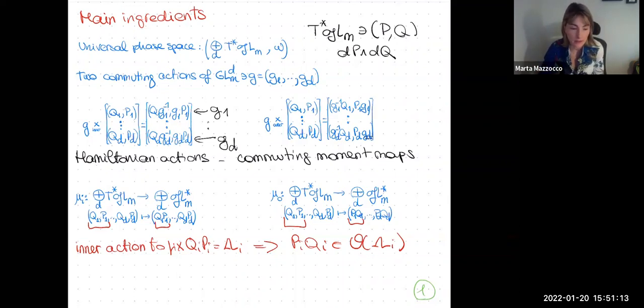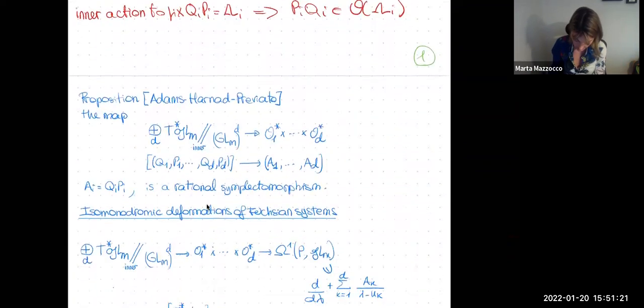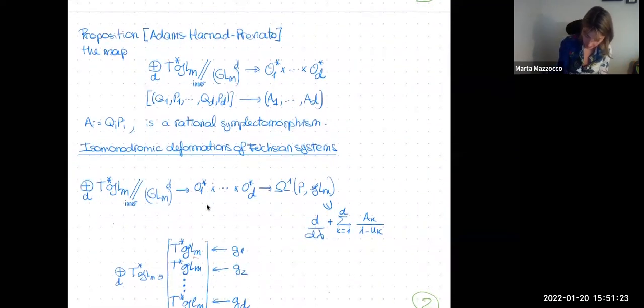Okay, so, I haven't done really anything interesting, but the point of this exercise is that you can prove that by doing a reduction of what I call the universal phase space, namely our D copies of the cotangent bundle, by this inner action of GLM, we obtain a map. So by doing this reduction, we obtain a map to the product of D coadjoint orbits. And this map is in fact a rational symplectomorphism.